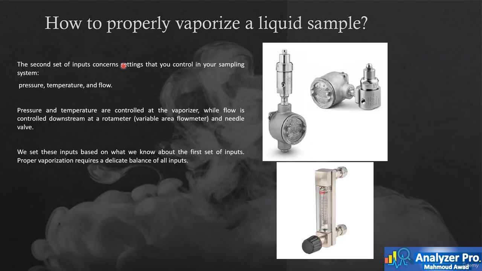The second set of inputs concerns settings that you control in your sampling system: pressure, temperature, and flow. Pressure and temperature are controlled at the vaporizer, while flow is controlled downstream at a rotameter, variable area flowmeter, and needle valve. We set these inputs based on what we know about the first set of inputs. Proper vaporization requires a delicate balance of all inputs. We will learn in the next slide step by step how to select the settings and control those parameters to achieve correct vaporization.